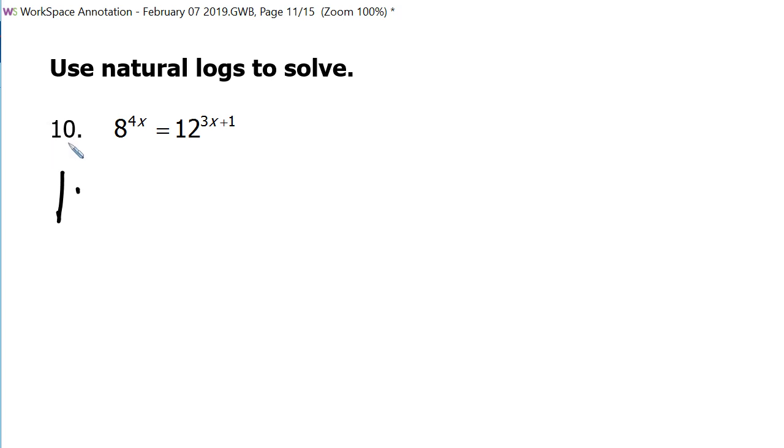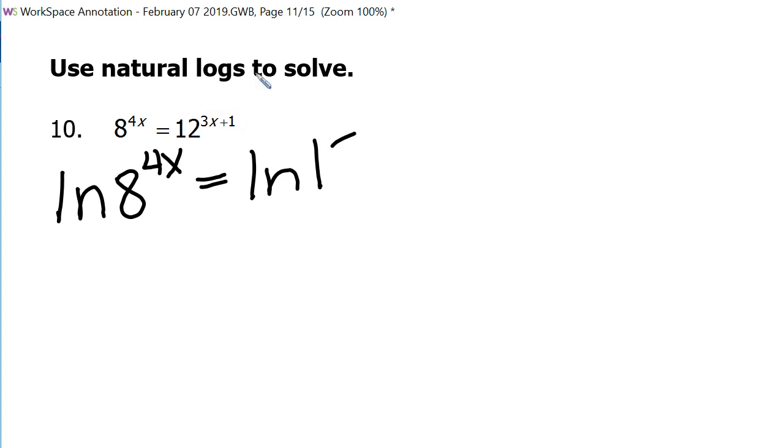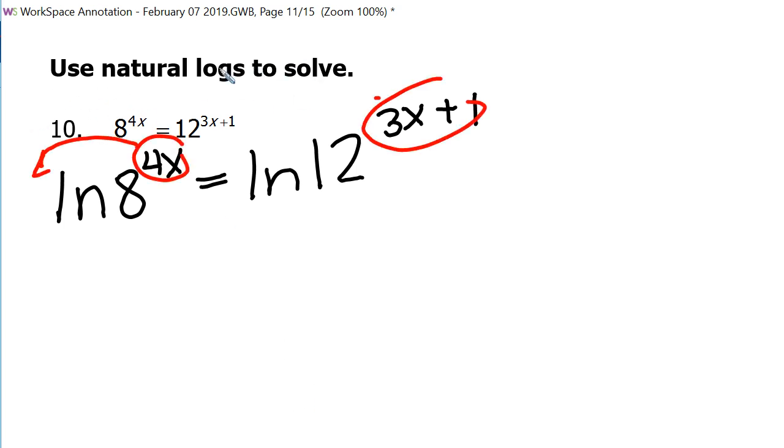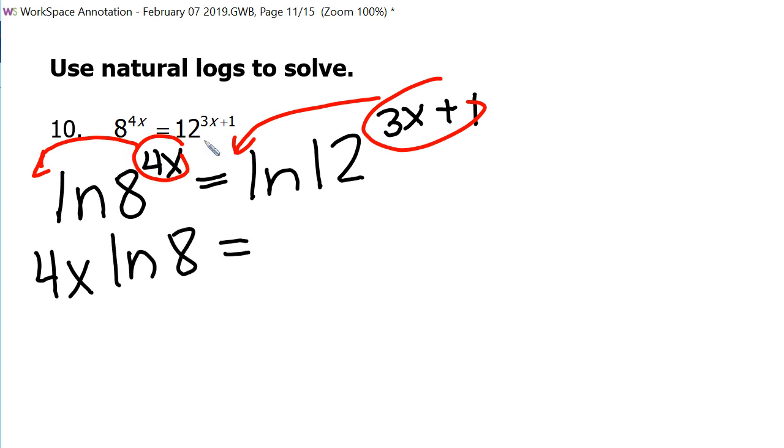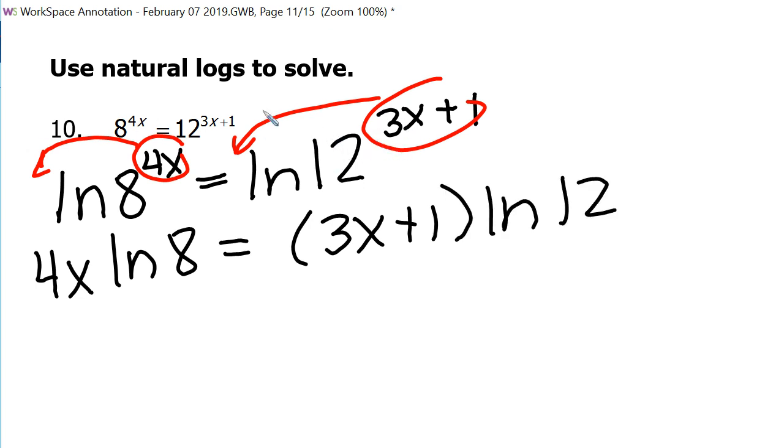So we need to natural log the left side and natural log the right side. And after I natural log both sides, what's the next step? Power property, move the powers out front. Now, most people usually skip this step that I just wrote down, and normally just go right to the power property and write down 4x, natural log of 8, equals 3x plus 1, natural log of 12. So if you skip this first step, that's perfectly fine. And if you have x's on both sides, you will have to distribute.